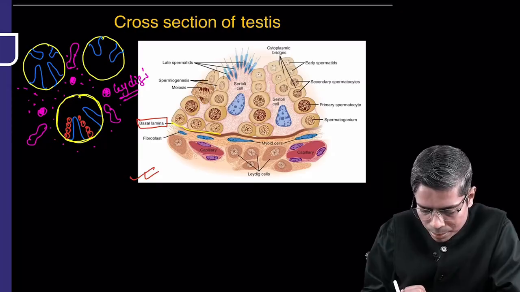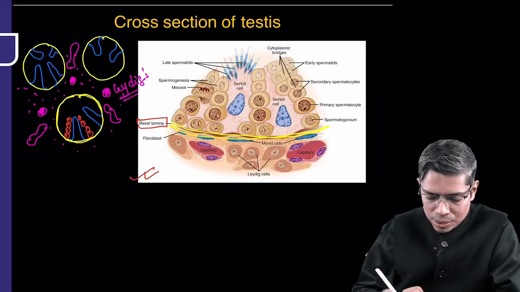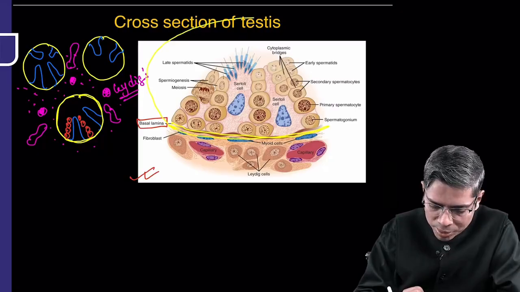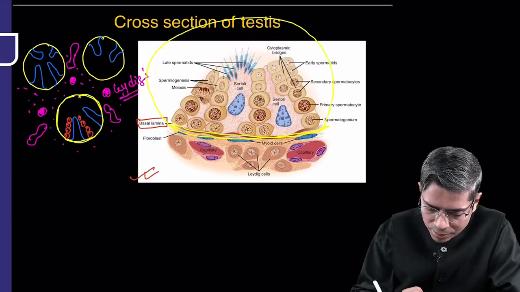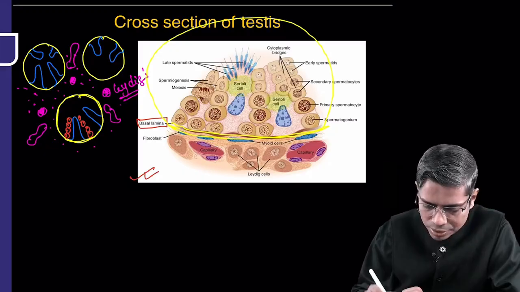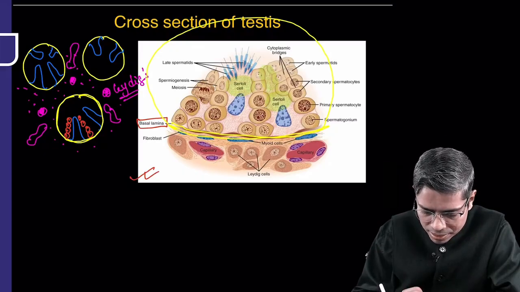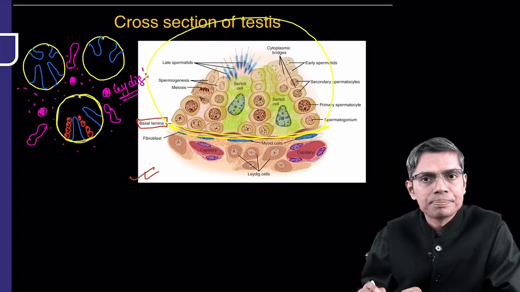So this is your basal lamina. Inside this basal lamina, you can find the lumen of the testis. Inside this lumen, what is the major cell that you are finding? This is your Sertoli cell, right? This pink colored cell which is present here is nothing but your Sertoli cell.